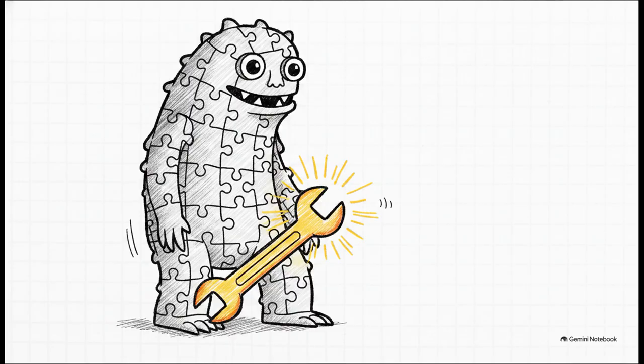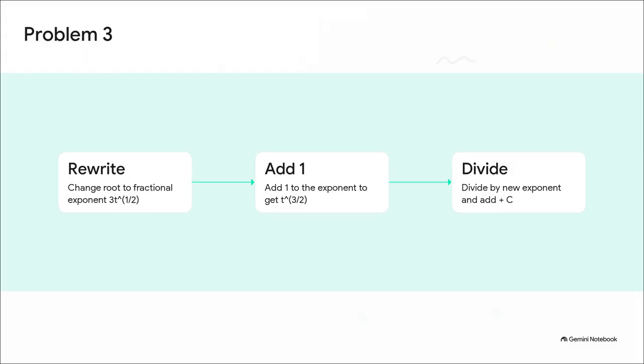Okay, but what happens when a problem throws a root at us? Like problem 3, the integral of 3 times the square root of t plus 1. The secret here? Just rewrite the thing before you even touch the math. First, rewrite that square root as a fractional exponent, 3t to the 1/2. Now it looks exactly like what we were just solving. We add 1 to the exponent to get t to the 3/2, and then divide by 3/2, which means multiplying by 2/3. The 3 we started with multiplying by 2/3 just leaves us with 2. That plus 1 at the end becomes a plus t. And we finish the whole thing off by adding our plus c.